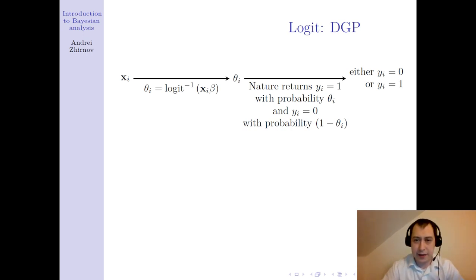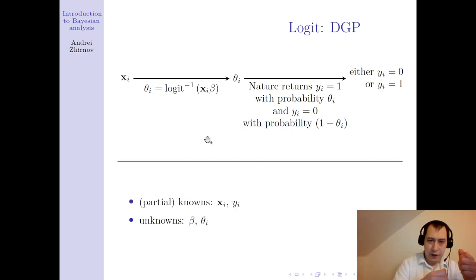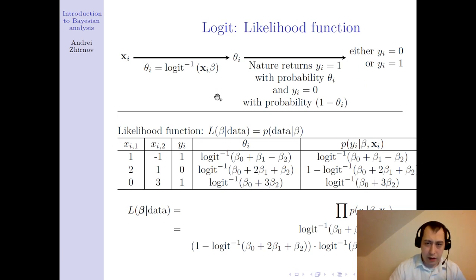At the random step, at the stochastic step, nature draws the actual observed values of the dependent variable from Bernoulli distributions with the probability parameters equal to the thetas. The values of the independent variables and the value of the dependent variable are known and observed. The betas, the coefficients, as well as the parameters of the Bernoulli distribution used to draw the values of the dependent variable, are not observed. They are unknowns. So let's try constructing a likelihood function using this information.